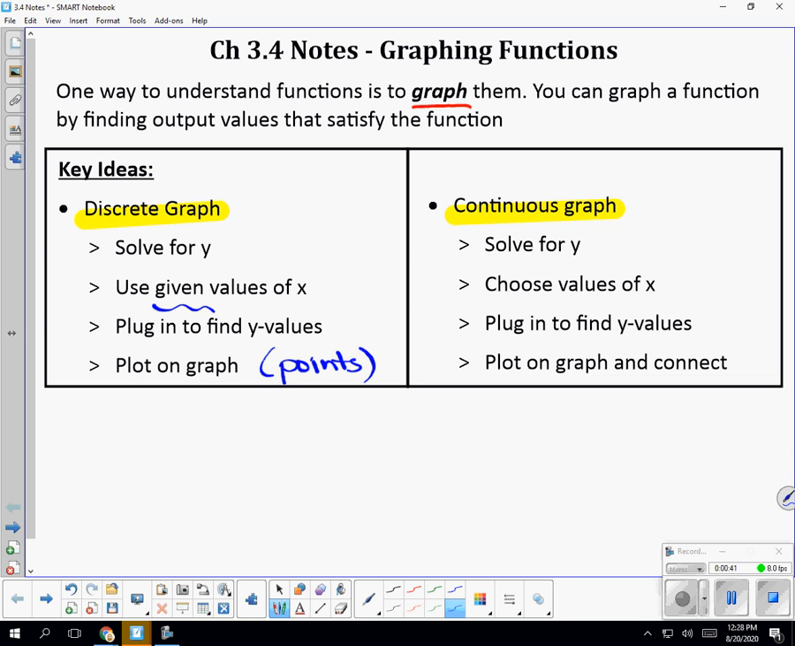For continuous graphs, again, we solve for y. That's not different. But in this case, we're going to choose values of x. We will plug those in to find the y values, and we'll plot on the graph and connect. So there's the difference.